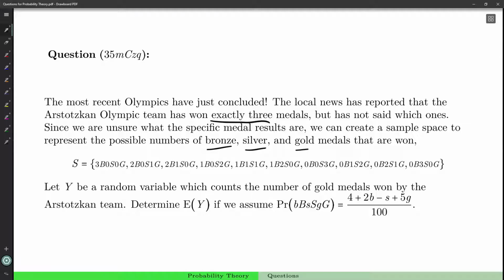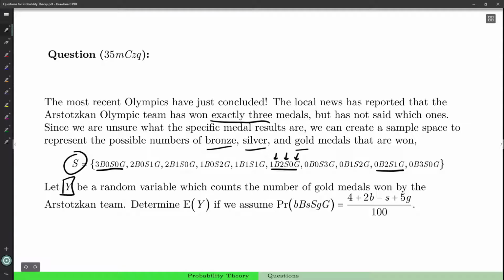So here we go. Here's our sample space. So this represents 3 bronze, no silver, and no gold, whereas this is winning 1 bronze, 2 silvers, 0 golds. So we're summarizing like that. So for example, here's 2 silver and 1 gold. Okay, so we understand the sample space and the associated sample points.